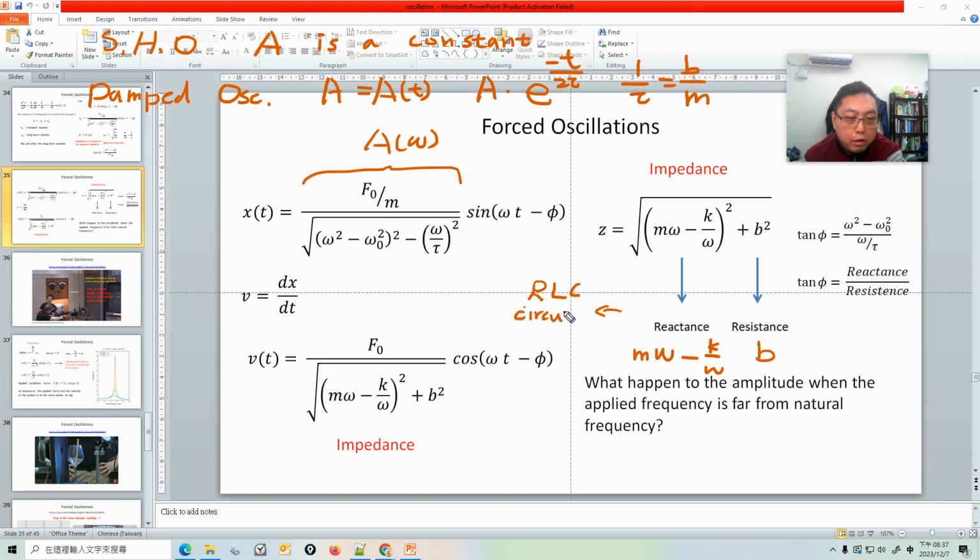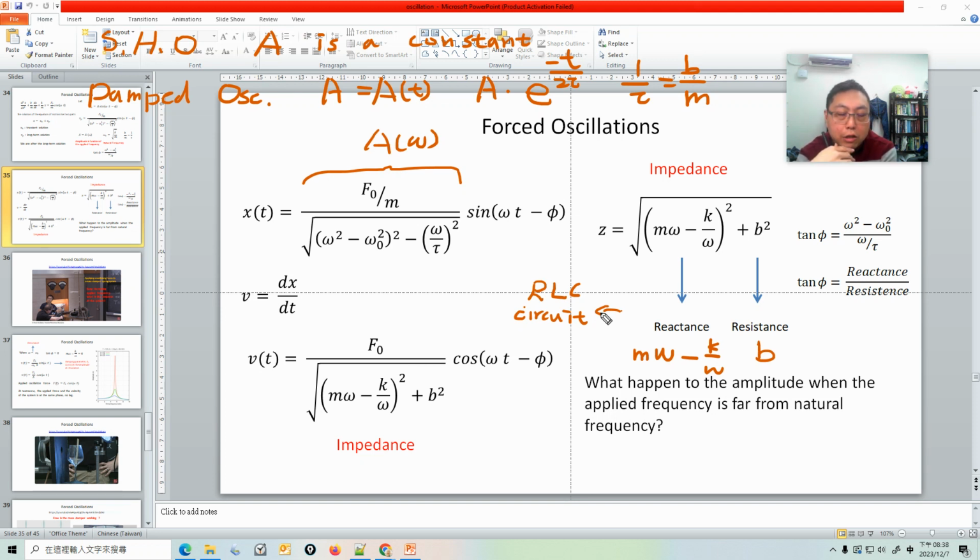The concepts shown in forced oscillation will also apply in the RLC circuit in the future. An RLC circuit is just a forced oscillation if you have an alternating current or alternating voltage. In DC, which is direct, it is not the case.